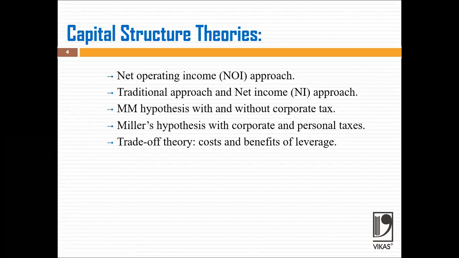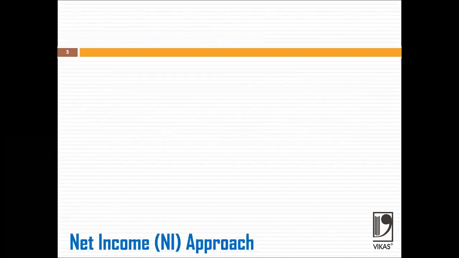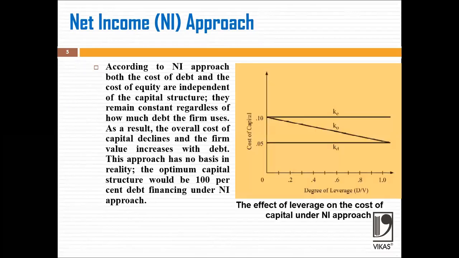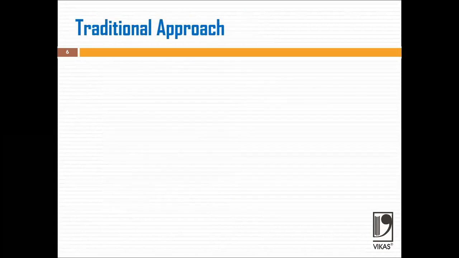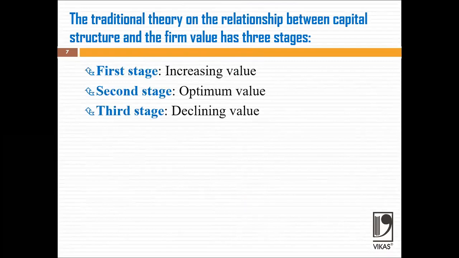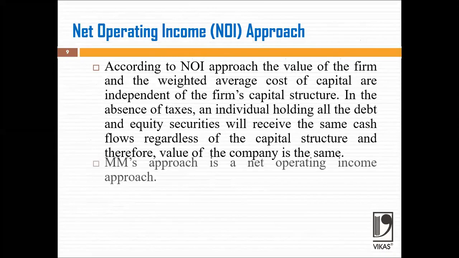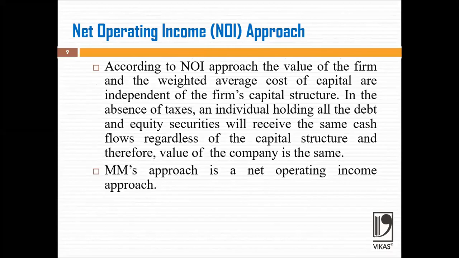Then finally, the trade-off theory of capital structure, which covers the cost and benefit of leverage. So this is the net income approach, we will discuss it later. And this is the traditional approach. And this is the net operating income approach, right?